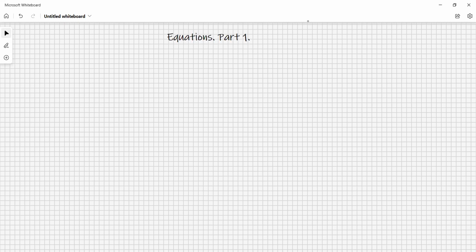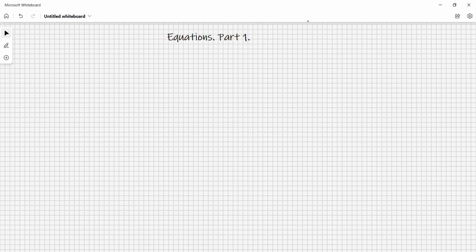Hello everyone. Today we are going to talk about equations. This section is very long in our book, so I'm going to split it into two parts. So first, what is an equation? An equation is something which has an equal sign, a statement with an equal sign.